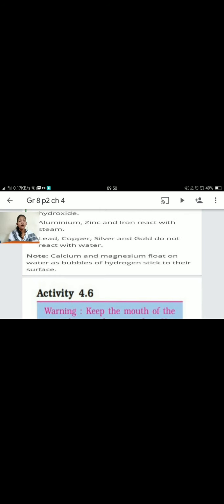So here, what litmus paper color change will you see? Sodium is a metal, so it will react with the acid. We have already seen that metallic oxides, or oxides of the metals, are basic in nature. So which litmus paper will show the change? A red litmus paper will change into the blue one. So that is your observation.